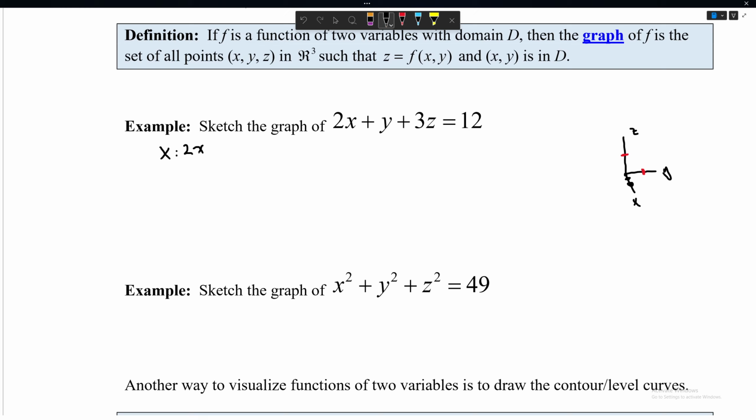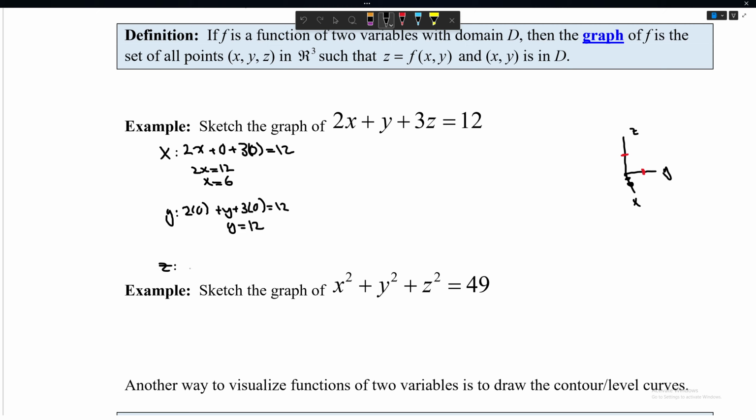So 2x plus 0 plus 3 times 0 equals 12. And then we'll get 2x equals 12 and x equals 6. So this intercepts at the 6 mark. And our y, same thing. You get 2 times 0 plus y plus 3 times 0 equals 12. And we have an intercept at 12.